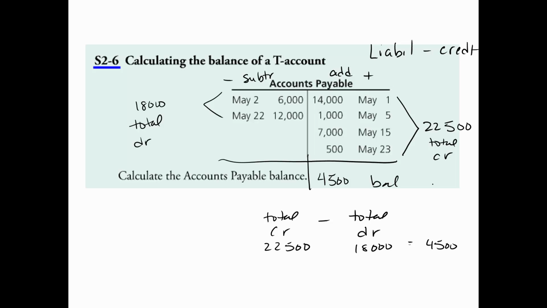If the debit side was bigger than the credit side, the balance would go over to that side. But I better not ever see that for a liability. So you can put the difference on whichever side is bigger, but then check yourself. This is a liability, so the normal balance is a credit. So I better end up on the credit side.